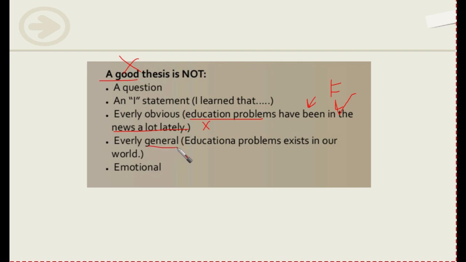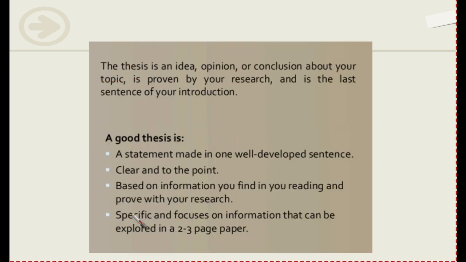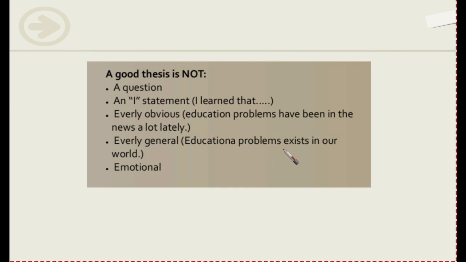Next one, overly general. I said a thesis statement has to be specific, right? So if I say "educational problems exist in our world," this is too broad. You can make it more specific, and you shouldn't be emotional. For example, you're very angry about the environmental problem and you say everybody who causes environmental problems should die. That's very emotional. So you have to keep your inner peace and keep a simple but specific voice.